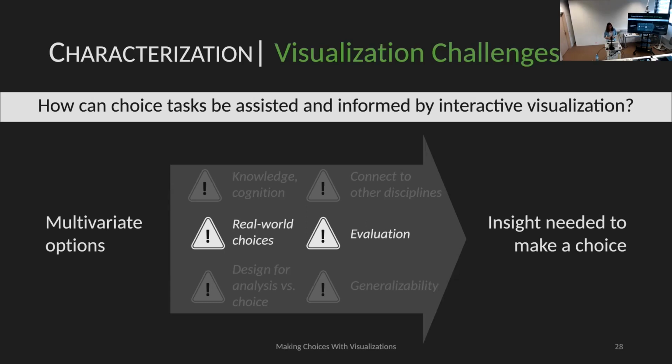So in the following, I would like to introduce you to 2 projects where we develop visualizations to help experts make choices as part of their daily work in motor design.